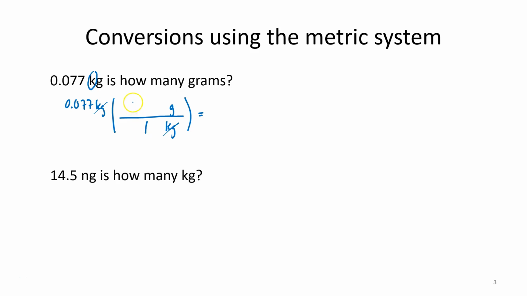Well, 1 kilogram means that I have 1,000 grams. Kilo means 1,000. This relationship is exact. It will never limit you. So you've got to look here. We've got 2 sig figs, so we better have 2 sig figs in our answer. Basically, we're multiplying by 1,000. So just move the decimal point 3 places to the right, and you get 77 grams, which does have 2 sig figs. Let's see if we can do this one, converting from nanograms to kilograms.